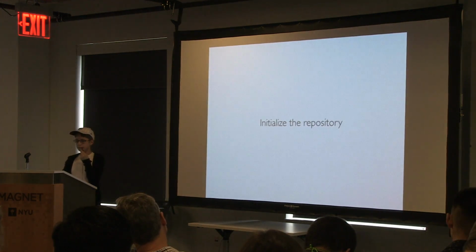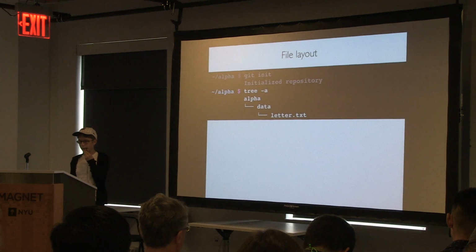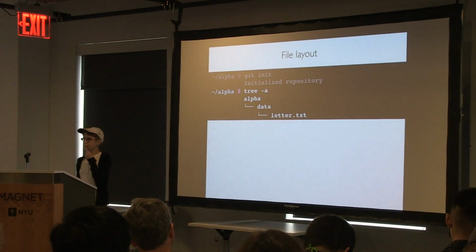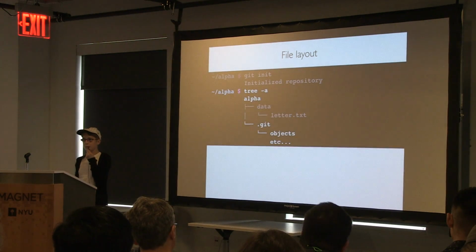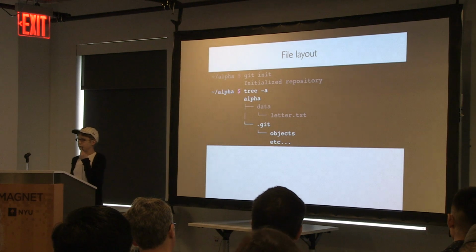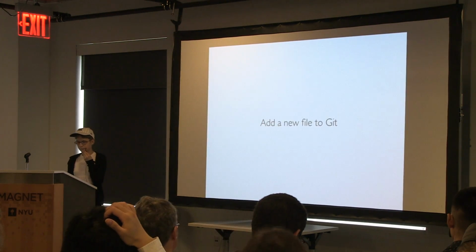So let's initialize this as a Git repository. We'll call git init, and here's what we had before. Here's alpha with the working copy. The working copy is the data directory and the letter.txt file. They're our files. And then there's the .git directory, which is not our stuff, that's Git stuff, and it contains everything that Git uses to do its job.